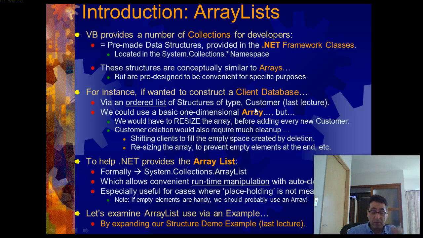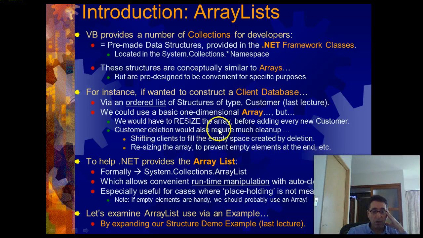So in other words, we talked about customer before that was a structure, and now we're going to have a list of those, or a group of those, and it's going to be actually an array list. We could use a basic one-dimensional array, but we would have to resize the array before adding every new customer. So we could just have an array, but every time we wanted to add in a new customer, we'd have to do something like redim. So you can see that that would be kind of annoying.